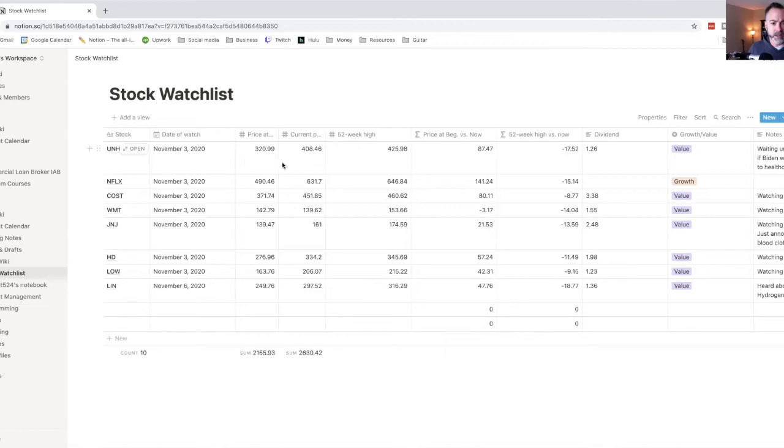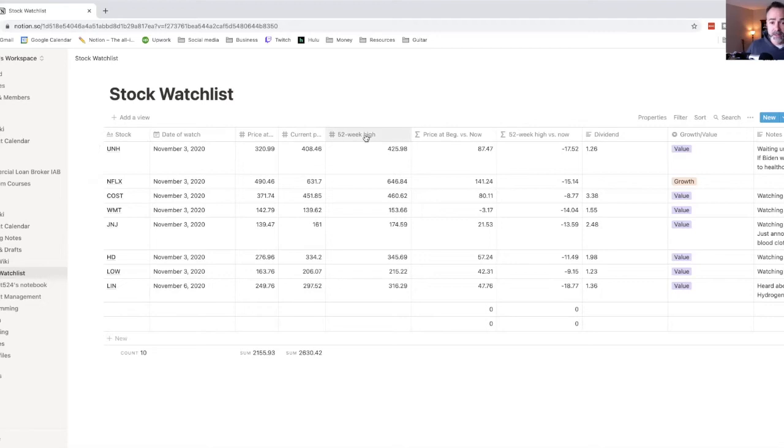So you can see United Healthcare, when I started watching it all the way back in November, was $321. It is now almost $409. Same thing for Netflix. Look at the difference here. You'll see it, and I'll show you the summary of that in just a second. And going all the way down, I just sort of go in on a Friday and enter where they are.